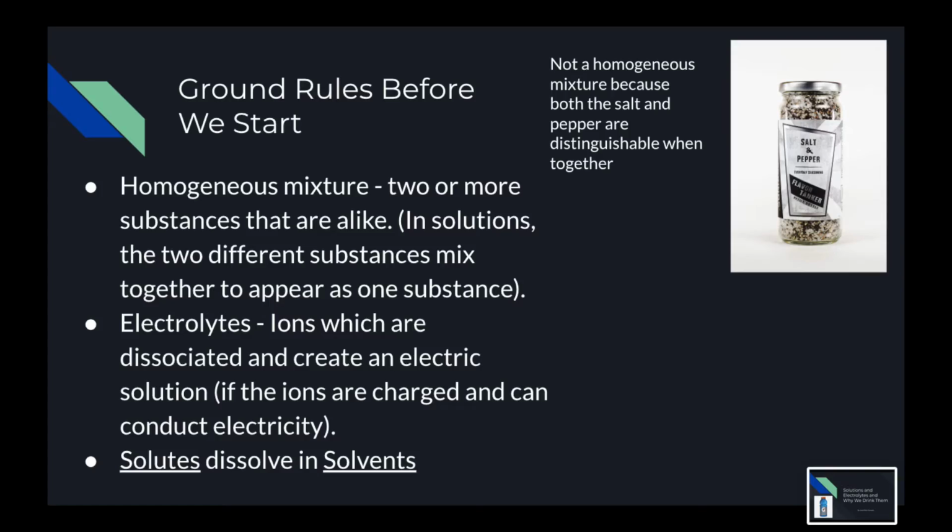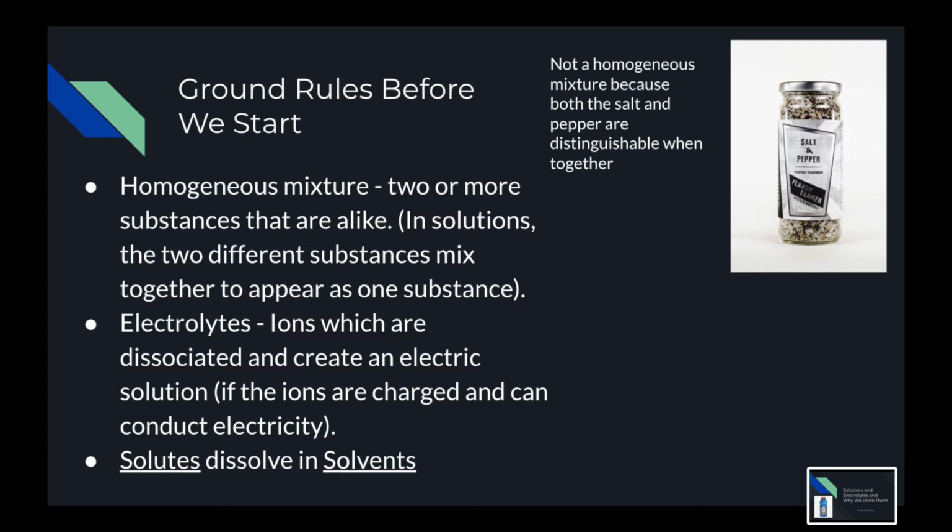Another thing to go over is electrolytes, which are ions that are dissociated and create an electric solution if the ions are charged and can conduct electricity. The last thing to go over is that solutes dissolve in solvents. The solvent will most likely be water. In the example I will show, it will be water.